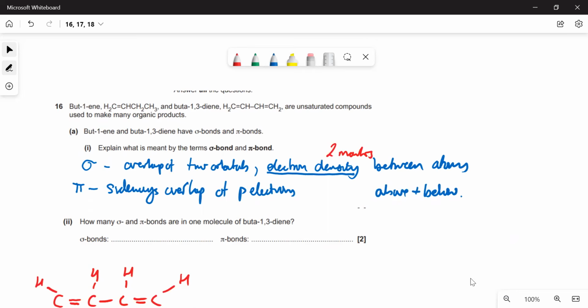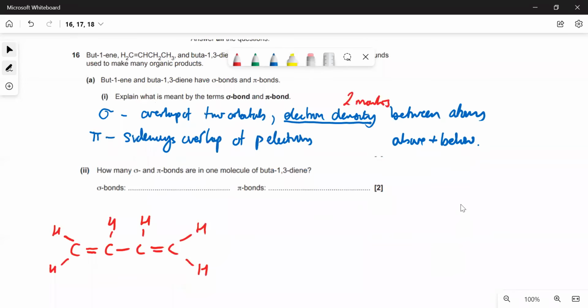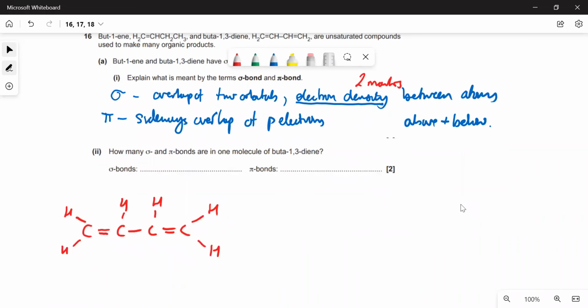How many sigma and pi bonds are in one molecule of buta-1,3-diene? So I've drawn it there. Don't forget, a double bond is made up of one sigma and one pi bond. So we've got 1, 2, 3, 4, 5, 6, 7, 8, 9 sigma bonds, and the number of pi bonds, that's easy, just one there and one there, 2 pi bonds.